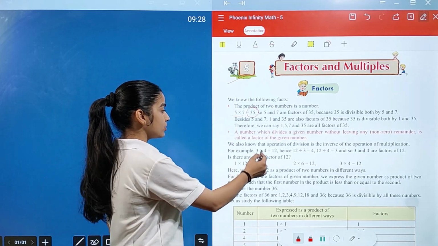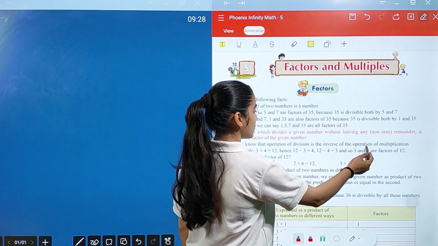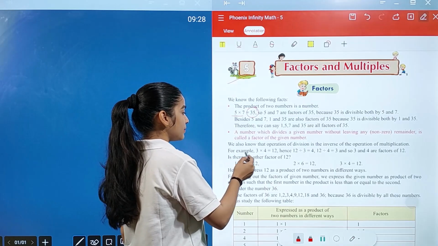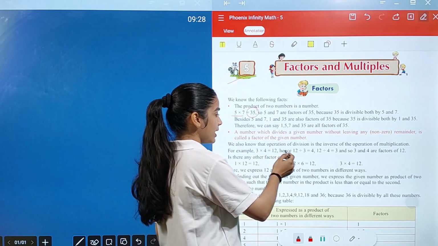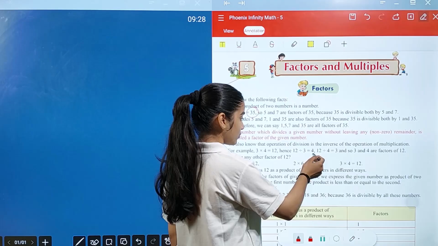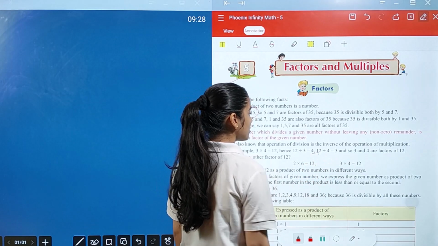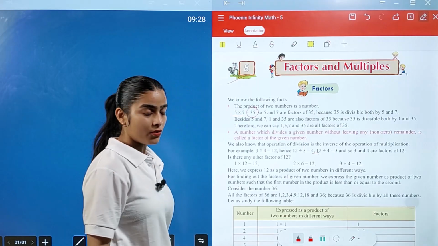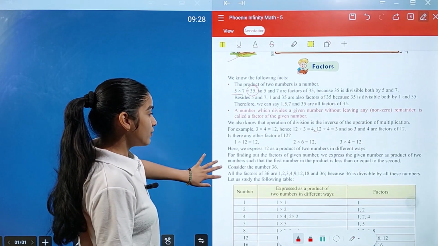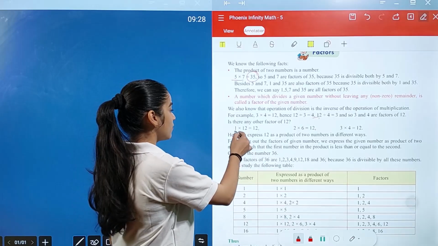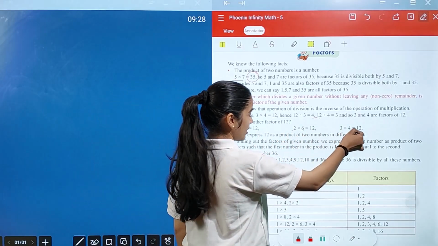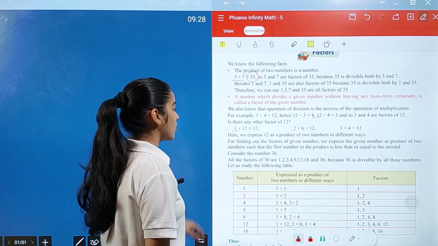Now, we also know that the operation of division is the inverse of the operation of multiplication. For example, 3 multiplied by 4 is equal to 12. Hence, 12 divided by 3 is equal to 4, and 12 divided by 4 is equal to 3. And so 3 and 4 are factors of 12. Is there any other factor of 12? Yes, here 1, 2 and 6, 3 and 4. These are the factors of 12.